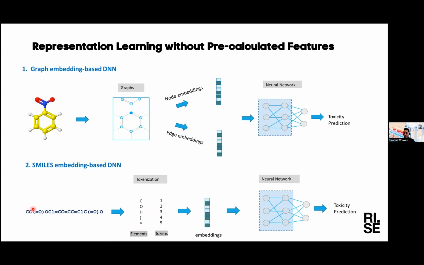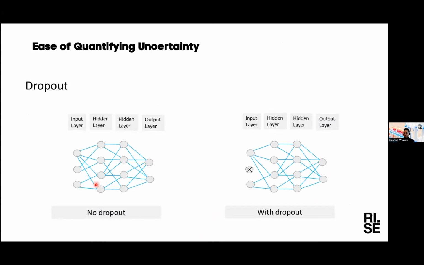Again, the second C is 1. Oxygen will be given 2. The double bond will be given 5. In this way, we transform this text to numerical numbers, and that's known as a text embedding. Then this text embedding is fed to a sequence of neural network layers. Then we train the model, and that way we come up with the probability of whether the given compound is toxic or non-toxic. These are the two methods that we have, which are known as descriptor-free methods. Today I'll talk about the second method, the text embedding based deep neural network.